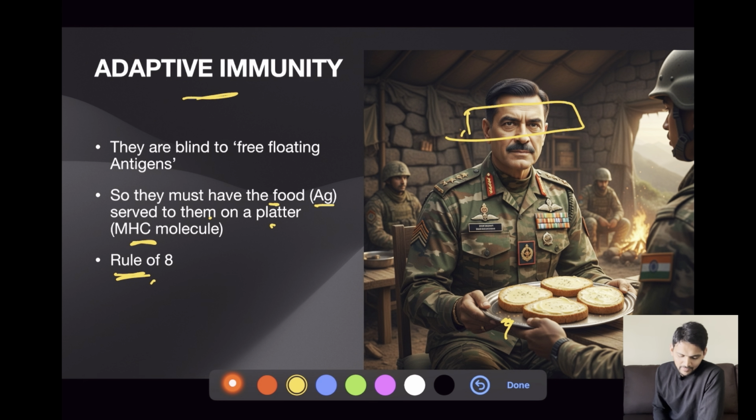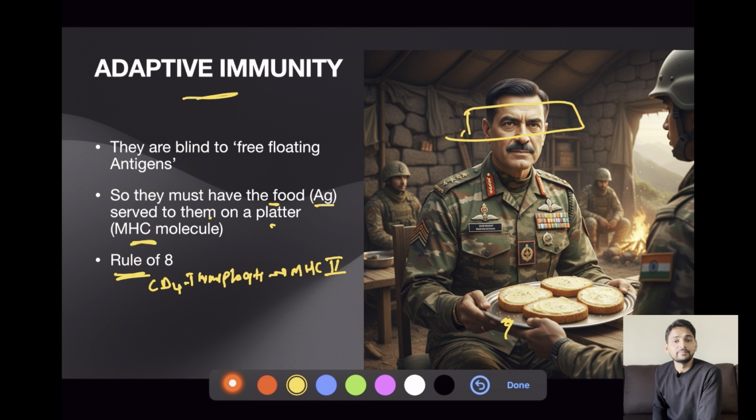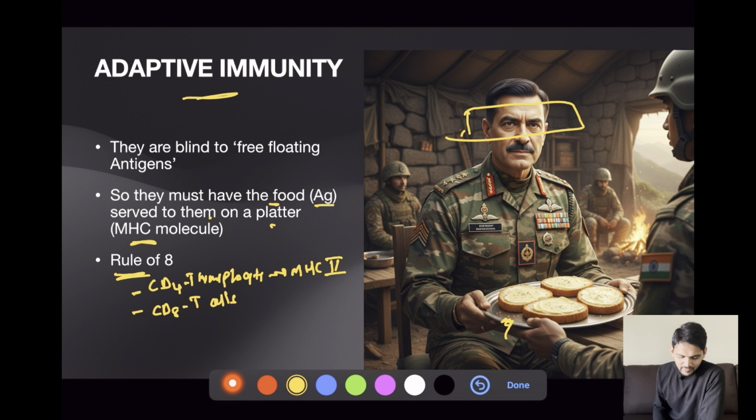Like for example, CD4 T cells, T lymphocytes, want the MHC 2 platter only. So if you present the antigen in the MHC2 platter, then only these CD4 T cells will come into action. Similarly, CD8 T cells need the antigen or the food to be served in the MHC1 platter.